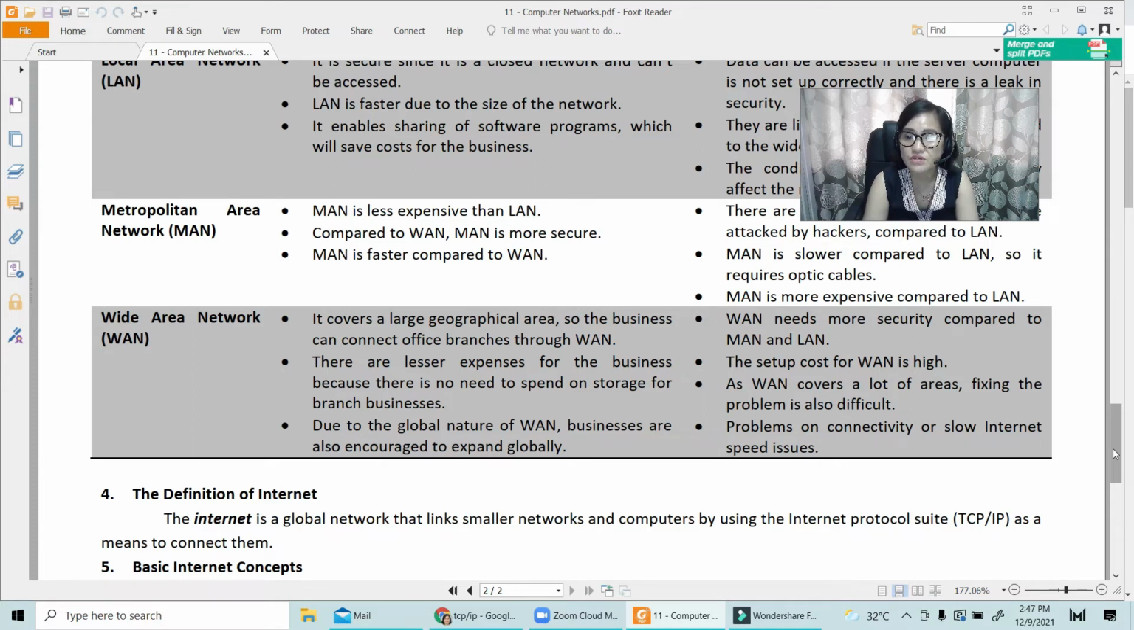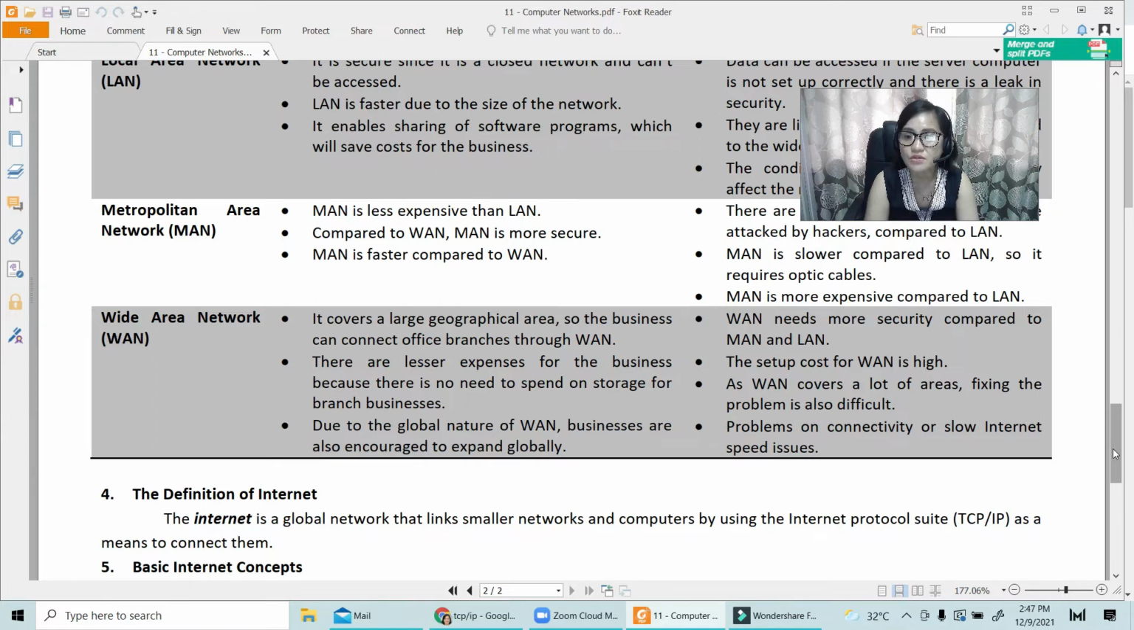And then WAN covers a lot of areas. Fixing the problem is also difficult. Compared to LAN and MAN, it's easier to trace, because everything is accounted for: who among the people or users are connected within that area or within that network. But compared to the wide area network, since it covers a lot of areas from place to place, if any problem arises, it's hard to trace and hard to solve.